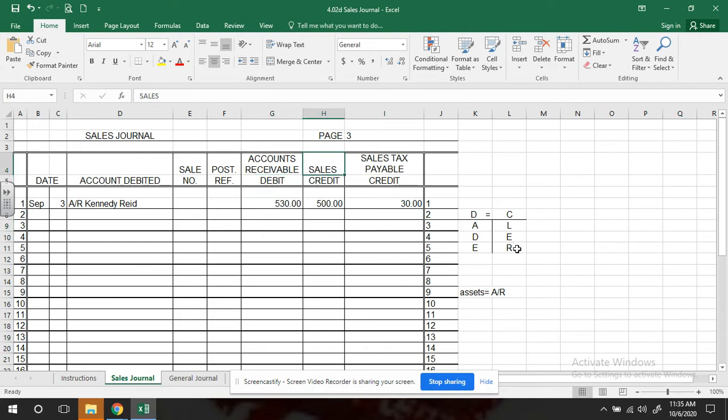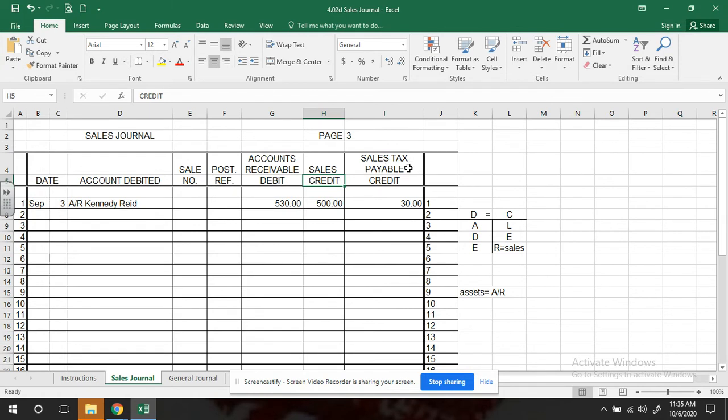Sales is the same as revenue. This is the money that you get from sales, revenue. So it increases on the credit side, which makes sense. It says credit.